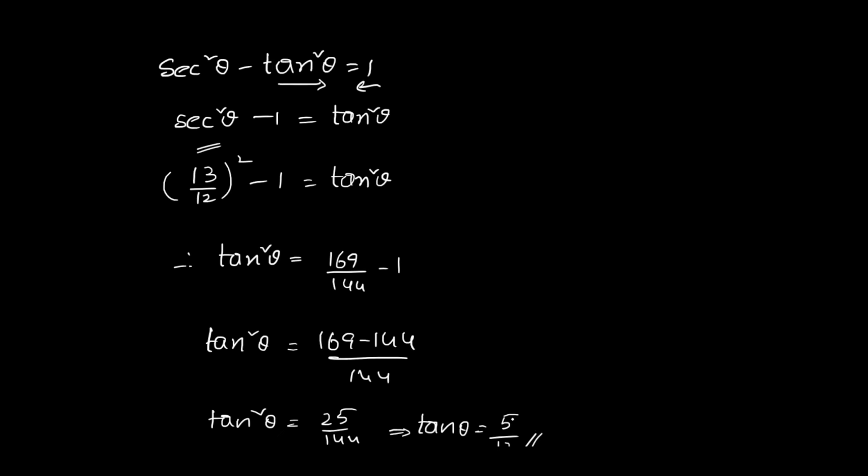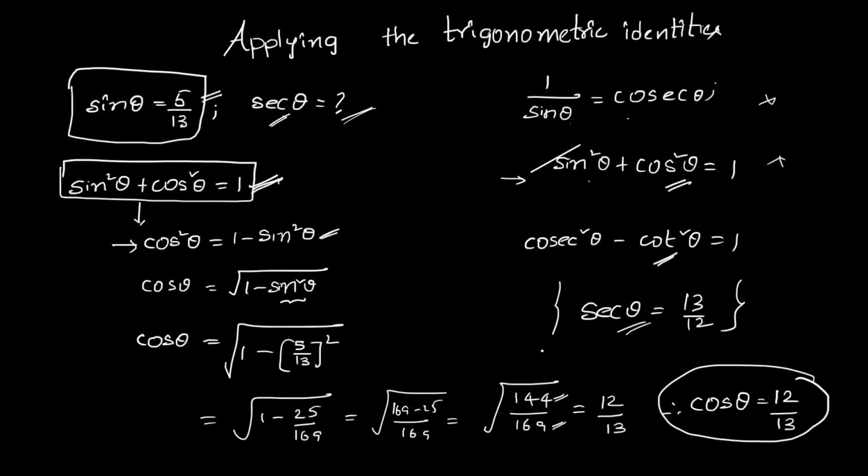చూడండి tan theta కనుక్కుంటే tan theta రెసిప్రోకల్ ఏమవుతుందో cot theta. సో cot theta is equal to 12 by 5. నౌ చూడండి sin 5 by 13, sin రెసిప్రోకల్ cosecant 13 by 5, అంటే sin cosecant వచ్చేస్తుంది కదా. cosecant అంటే నథింగ్ బట్ sin రెసిప్రోకల్ 13 by 5.